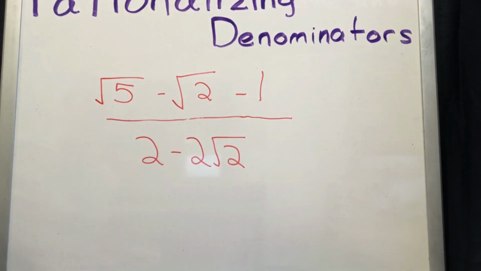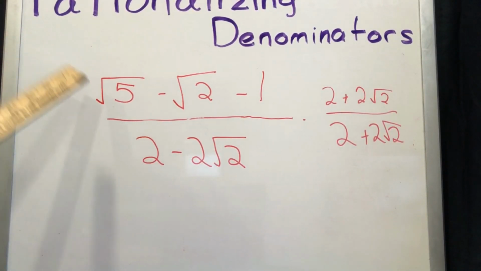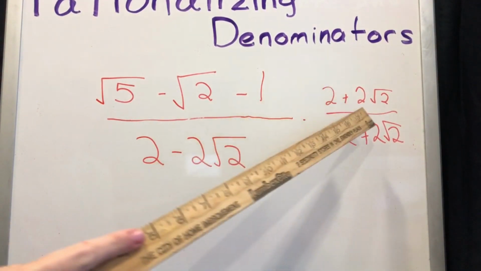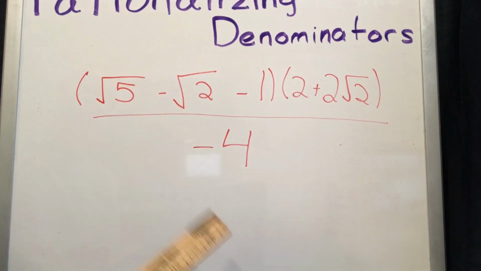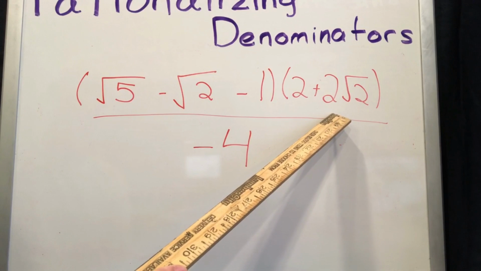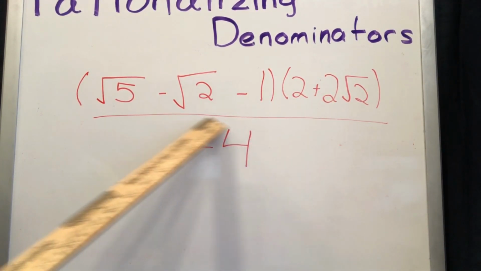Here is the fully simplified denominator with only one irrational term. Again, we multiply the top and bottom by the conjugate of the denominator, 2 plus 2 rad 2. We reapply the difference of squares formula. 2 squared, which is 4, minus (2 rad 2) squared, which is 8. 4 minus 8 is negative 4, which is our new denominator.